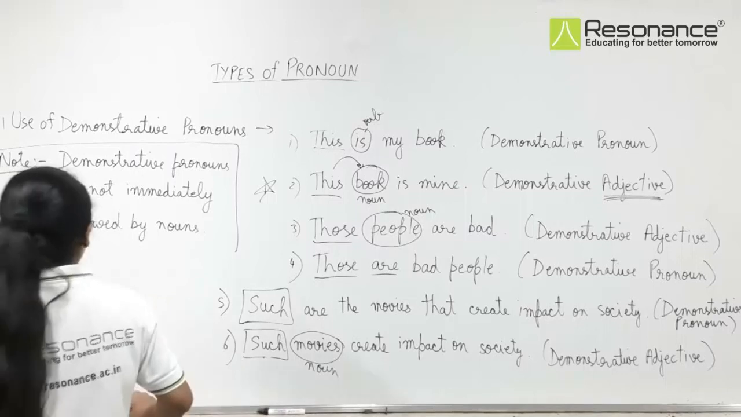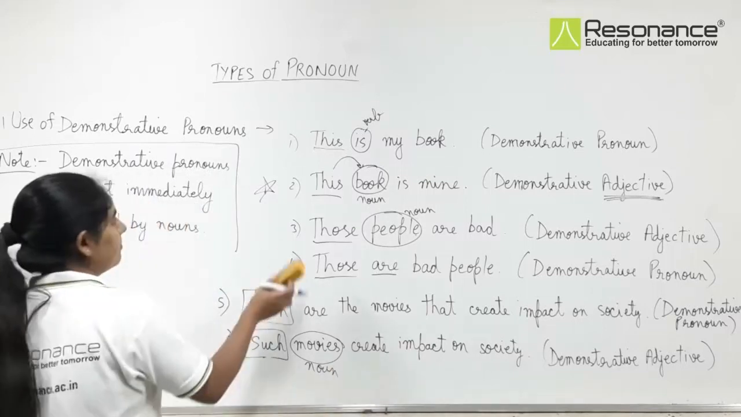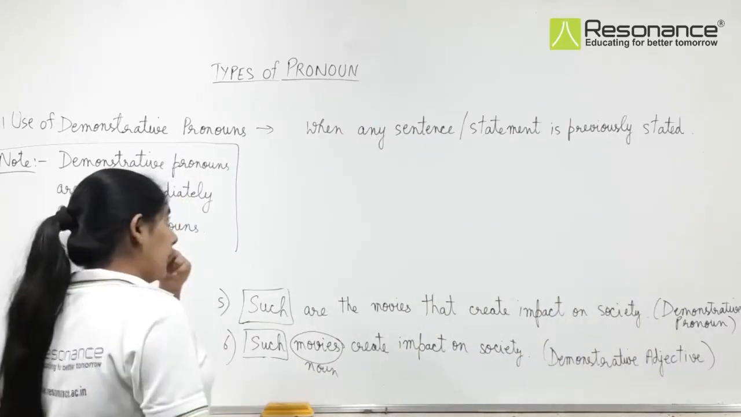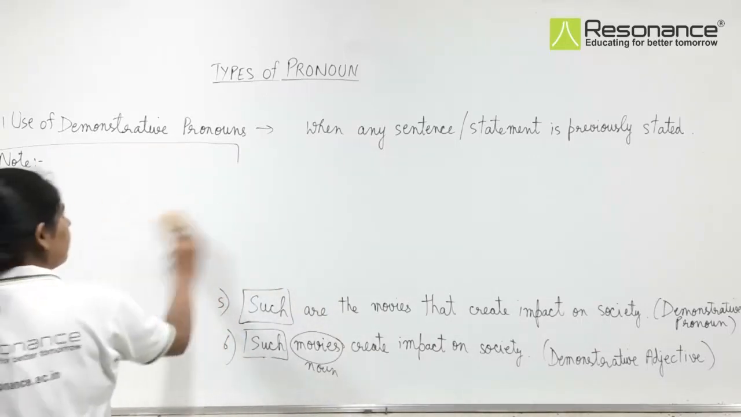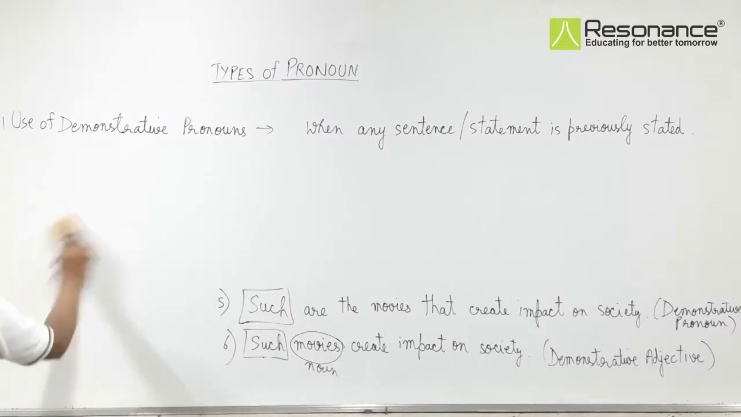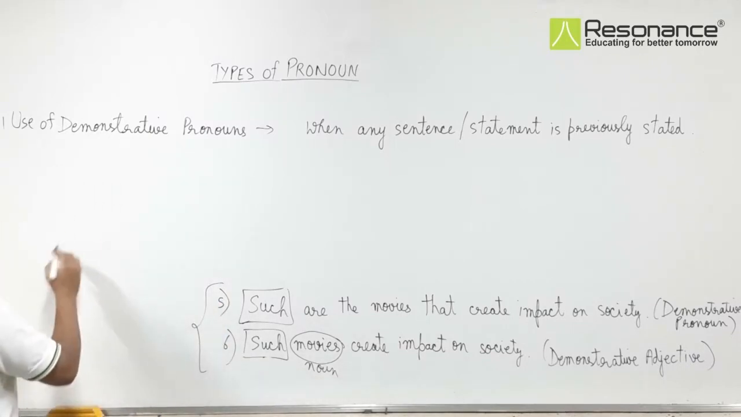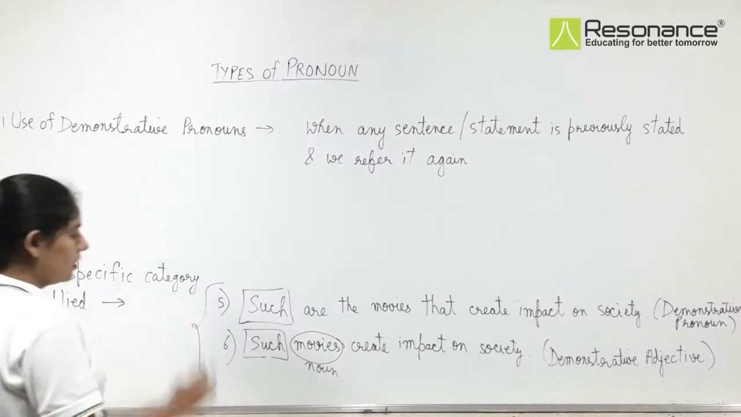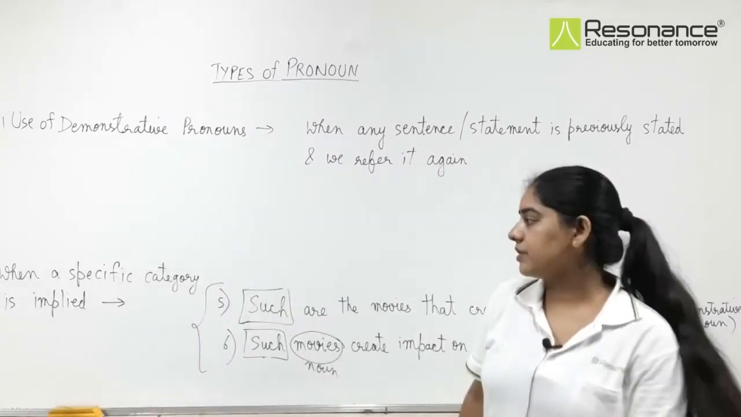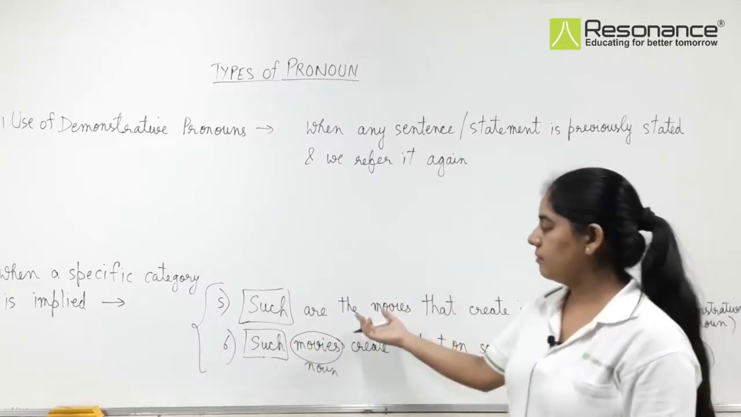these demonstrative pronouns. For example, let's talk about the use of demonstrative pronouns when any sentence or statement is previously stated. Here, these two examples we studied are the uses of demonstrative pronouns when some category is implied. Both examples, 5th and 6th, are used when a specific category is implied. You can see I am talking about a particular category in points 5 and 6.